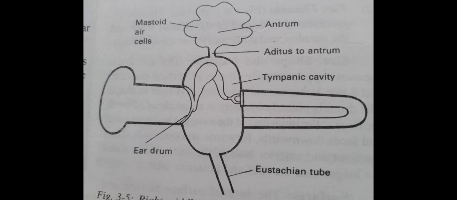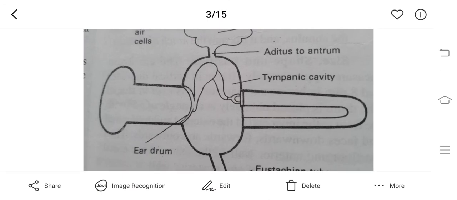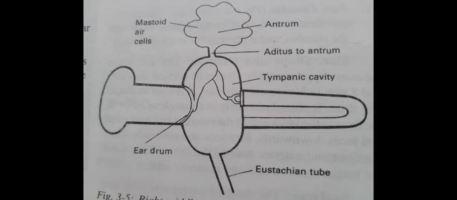So that is a mastoid antrum, and this one is the mastoid air cells. Mastoid air cells, third part. Mastoid air cells are variable in number, size, and distribution. These mastoid air cells communicate with mastoid antrum, and there are three types of mastoid processes, that is cellular, diploic, and sclerotic.